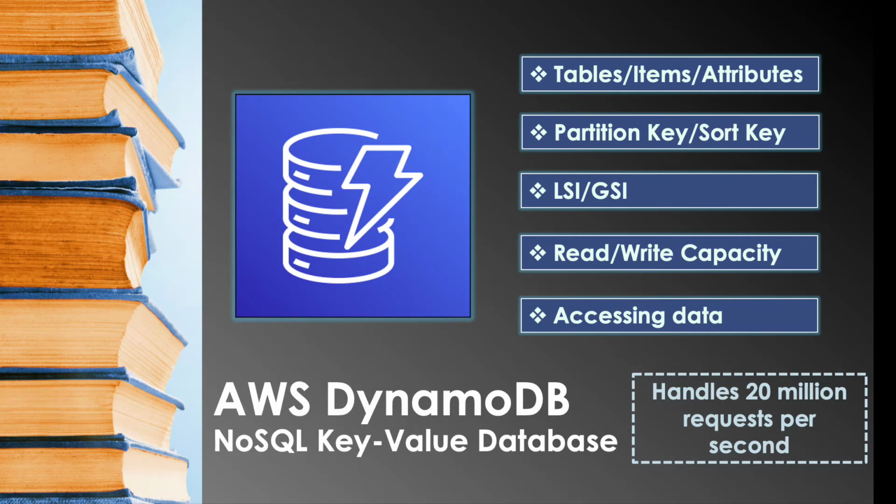Now let's get into the console and see how to create a DynamoDB table with the correct partition and sort keys and index, and how to choose the appropriate capacity mode for your table without throttling data access, and finally how to access the data itself. Let's get into the console.